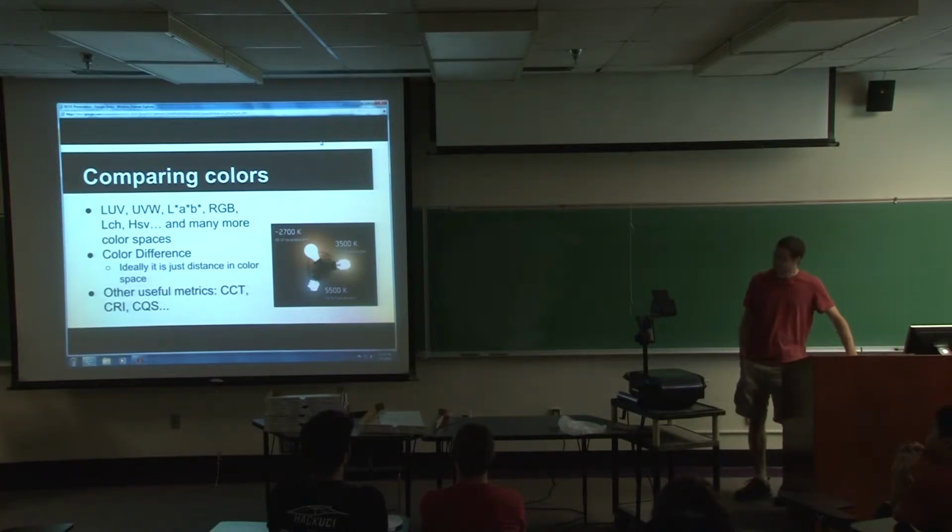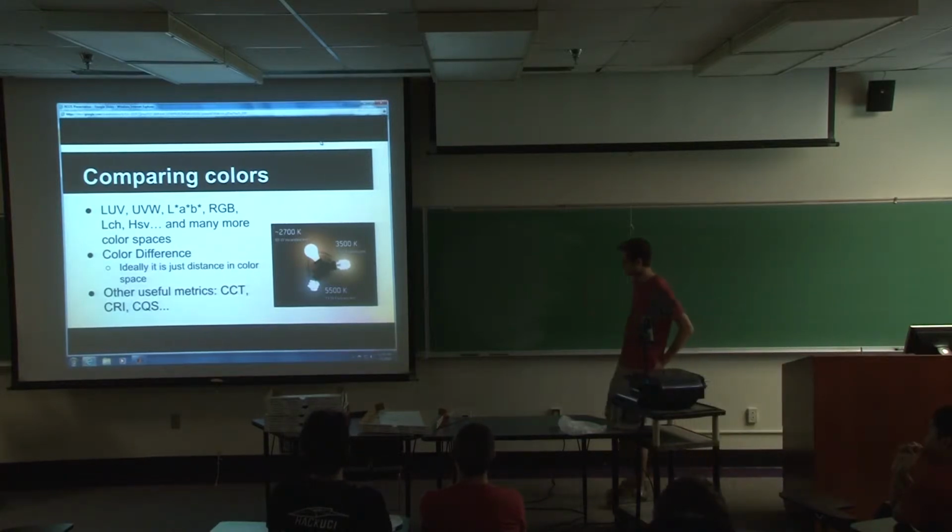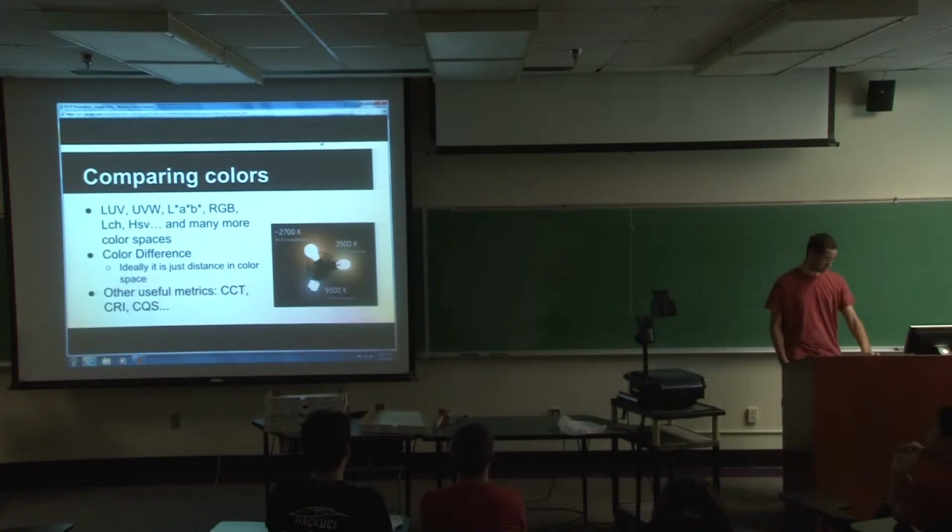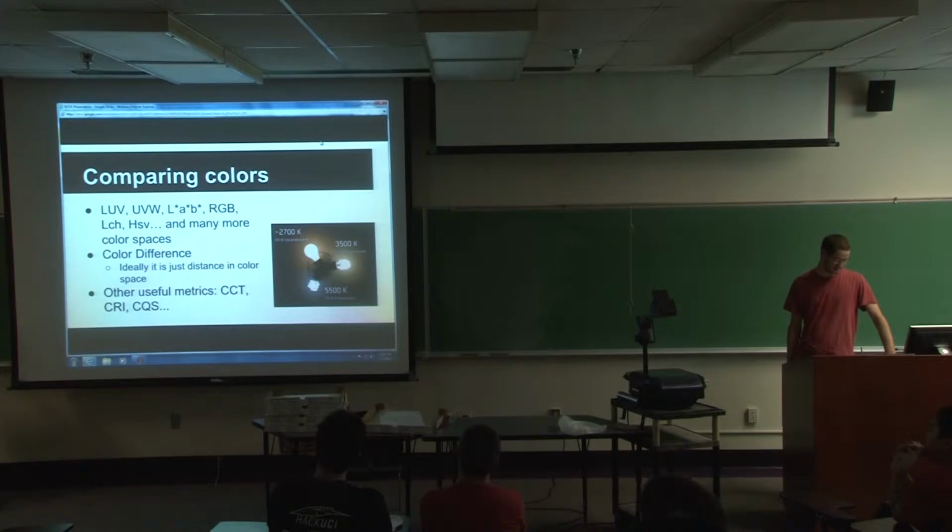Correlated color temperature, you can sort of see an example here. It's basically comparing the color of the source to the color produced by a black body at a specific temperature. So you can see a lower temperature CCT is sort of a red, more yellow light. As you get higher temperature, it gets bluer.